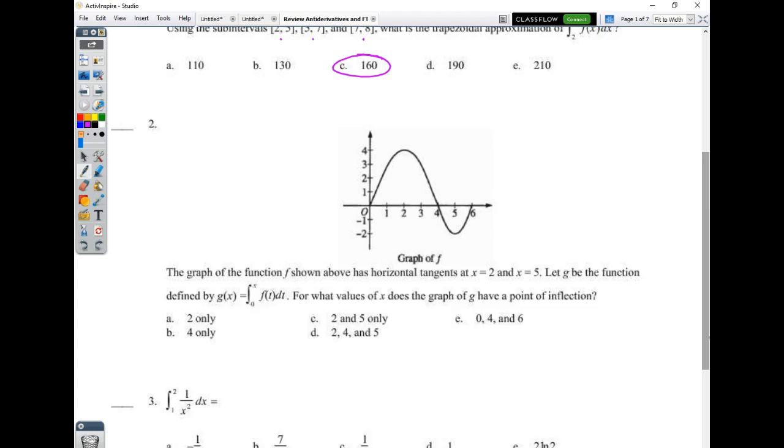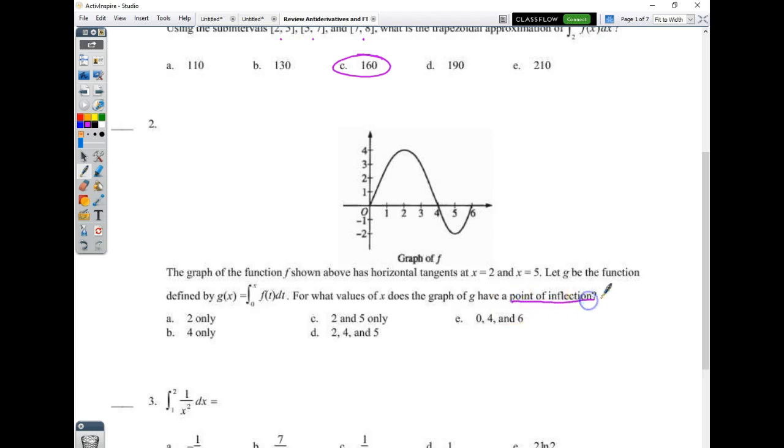All right, question number 2. We're given a graph of the function f showing horizontal tangents at x equals 2 and x equals 5. Let g be the function defined by g of x equals the integral from 0 to x of f of t dt. For what value of x does the graph of g have a point of inflection?